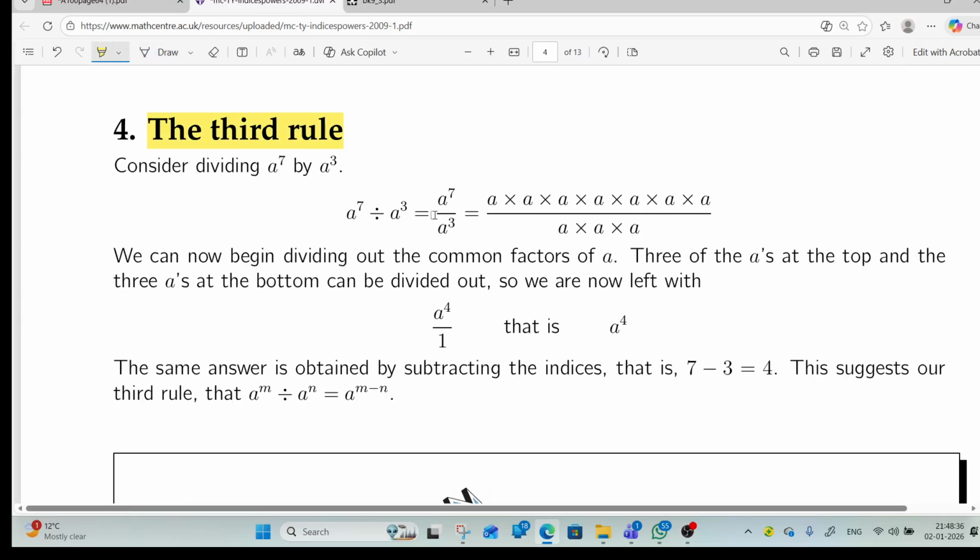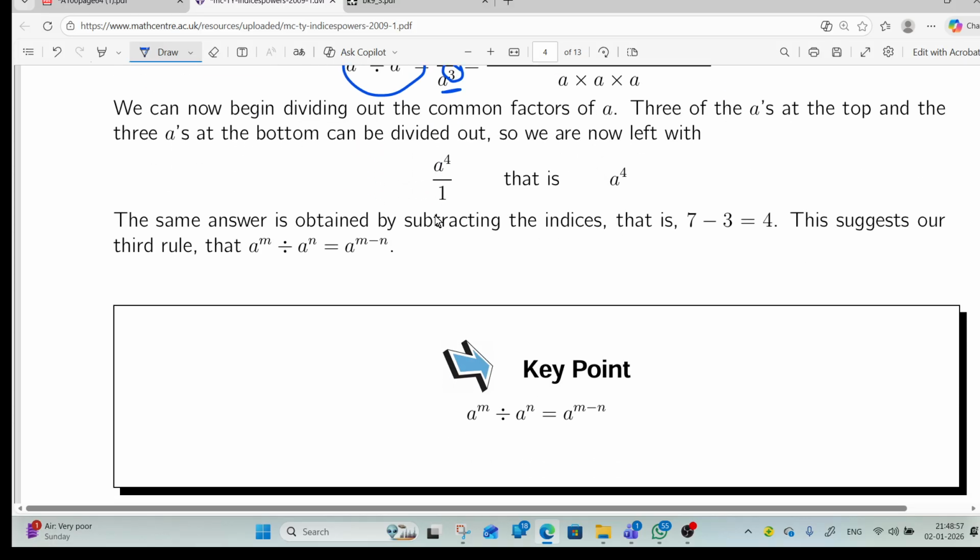The third rule is for division. When you are dividing two exponent numbers, suppose a to the power 7 over a to the power 3, what we do is we just subtract their powers, like a to the power 7 minus 3, which is going to be a to the power 4.